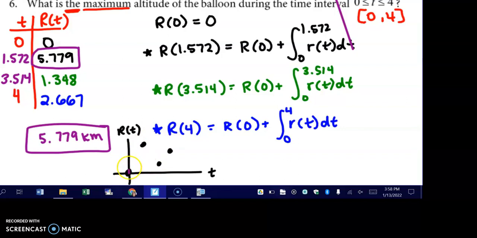Because my velocity was positive, then negative, then back to positive. Here's my minimum when I was closest to the ground. Here's my displacement, because my start was 0. And here is the maximum altitude that I reached. It was at time 1.572, and it was a maximum height of 5.779.